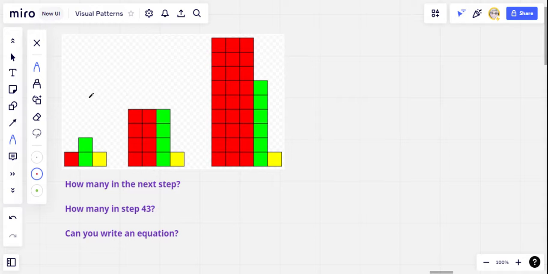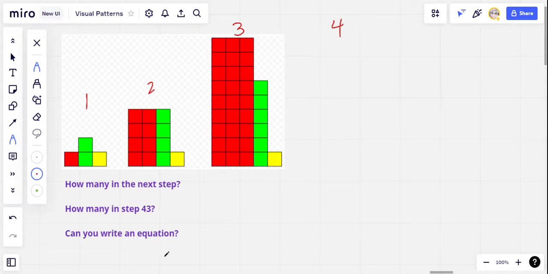Here is our visual pattern. Here's step one, here's step two, here's step three. Your challenge is to try to predict how many boxes are going to be in step number four. And if you can, how many in step 43? In this case, I think that's going to be an awful lot of boxes in step 43.